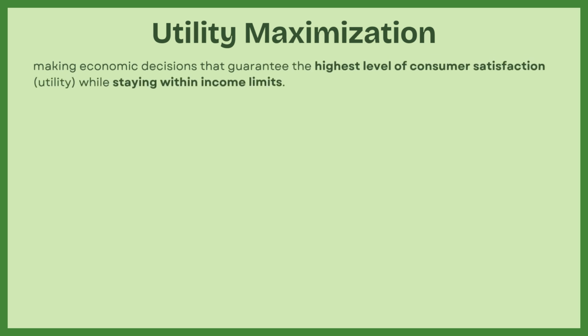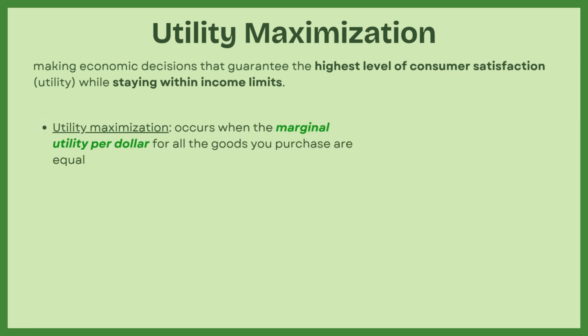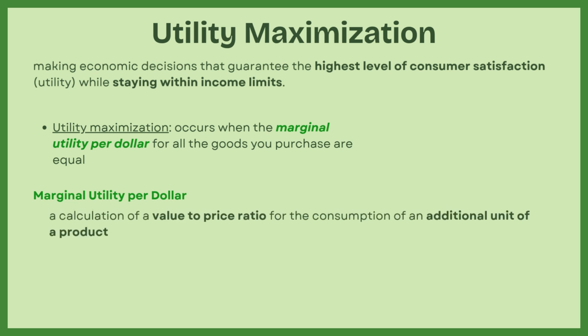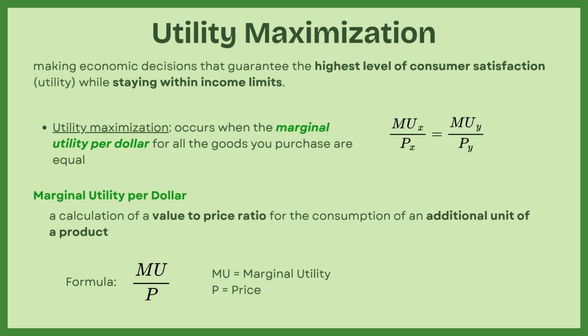Utility maximization occurs when consumers make economic decisions that guarantee the highest level of consumer satisfaction or utility while staying within their income limits. Utility maximization occurs when the marginal utility per dollar for all the goods you purchase are equal. The marginal utility per dollar is a calculation of a value to price ratio for the consumption of an additional unit of a product. The formula is marginal utility divided by price. So the utility maximization expression would look something like this. The marginal utility of good X divided by the price of good X is equal to the marginal utility of good Y divided by the price of good Y.